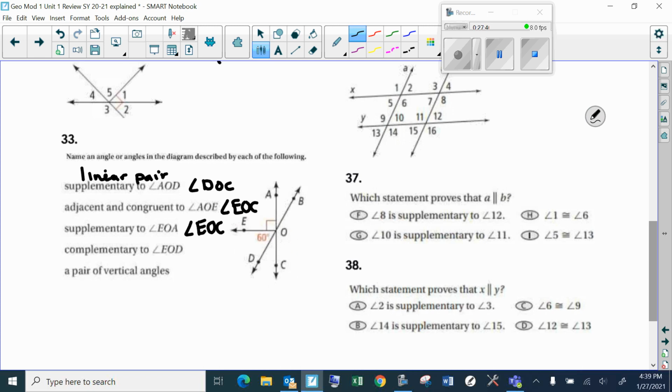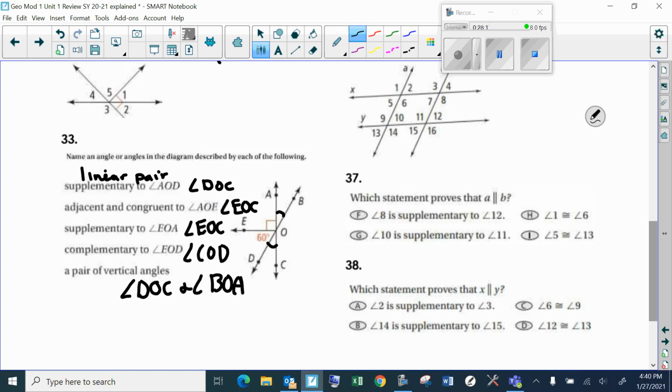Complementary means they add to 90 to EOD. EOD, that's 60. I need it to be a total of 90. That's going to be COD or DOC, same thing. And lastly, a pair of vertical angles. Here's my pair of vertical angles right there. So I have angle DOC and angle BOA. There's my vertical angles. And you will have to do that kind of thing on your test.